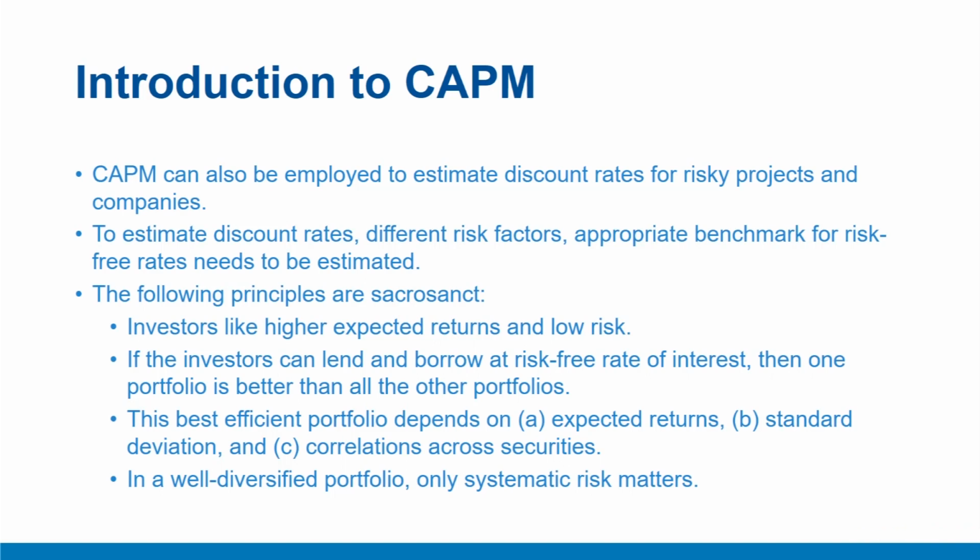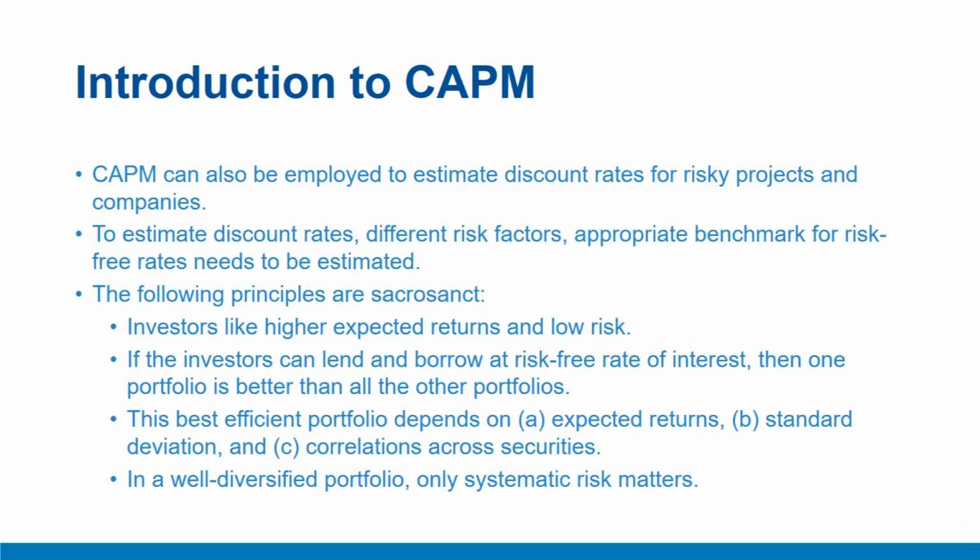This portfolio has the highest Sharpe ratio, that is risk premium to standard deviation, our portfolio S. A risk-averse investor will put part of his money in risk-free asset and remaining in efficient portfolio. A risk-tolerant or less risk-averse investor will put all of her money in this portfolio S. Also, she may try to borrow more at risk-free interest rate and invest the additional amount, that is a leverage position. Third, this best efficient portfolio depends on expected returns, standard deviation, and correlation across securities.